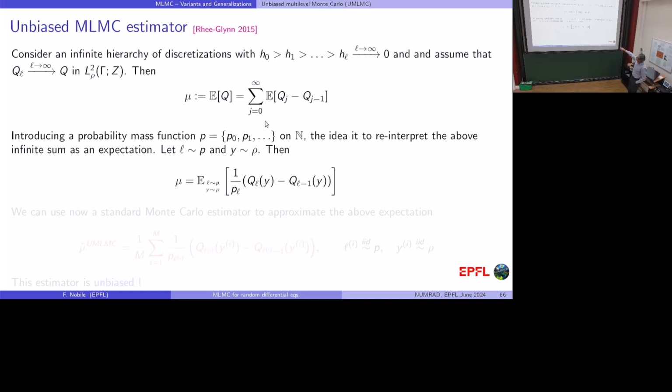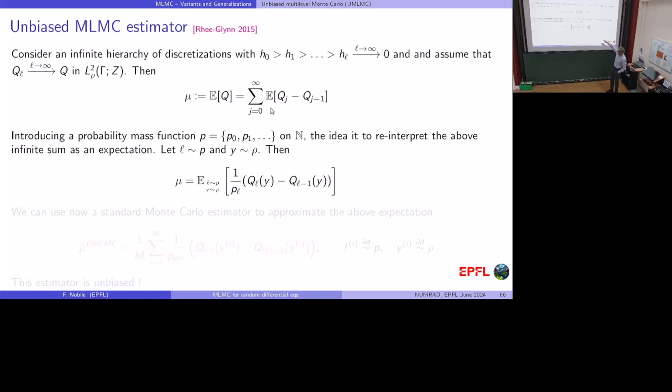So okay, let's interpret this infinite sum as an expectation over the integers. But of course, like this it doesn't work because it would have a unit mass on each integer, so it's an infinite measure. So I have to scale each term. So I choose a probability mass function over the integers, so a sequence of non-negative p's that sum up to 1. I rescale each one of these differences, Q_l minus Q_{l-1}, by 1 over p_l. Okay?